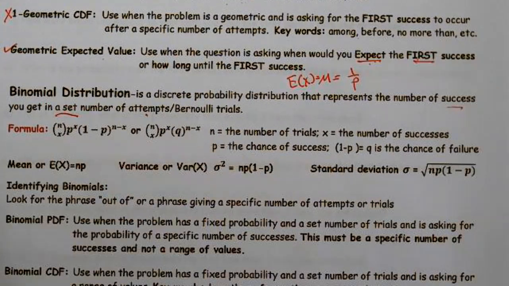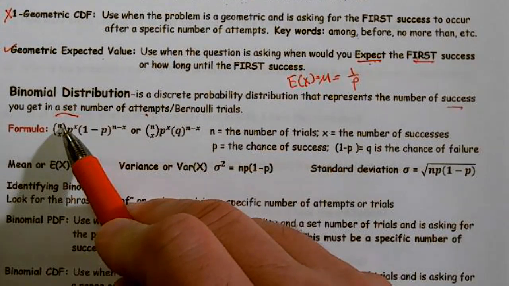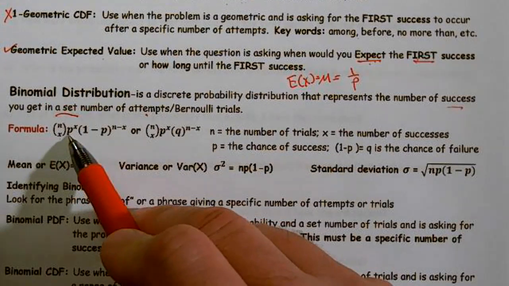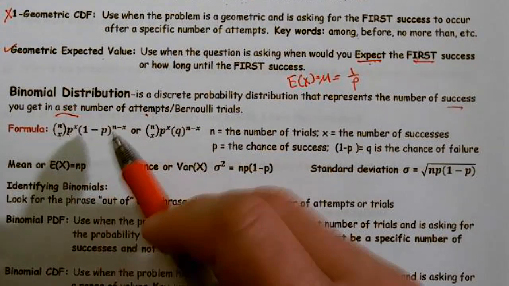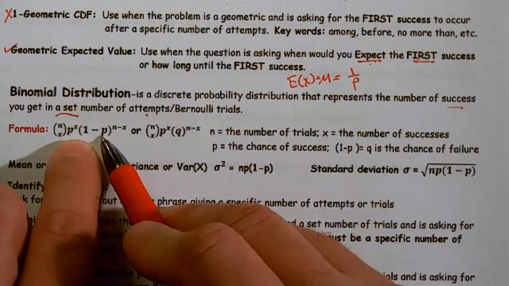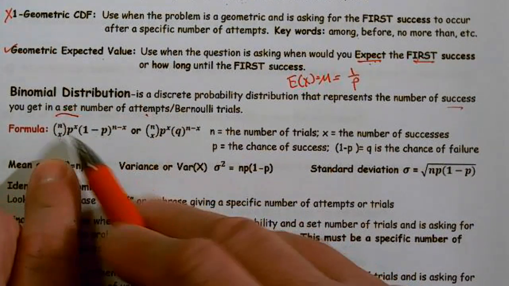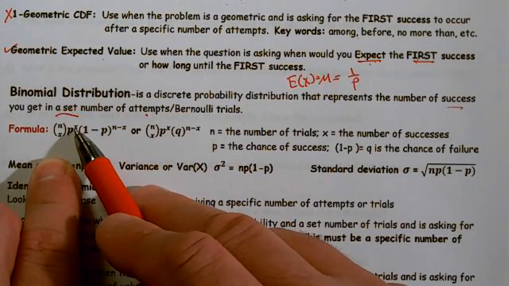You don't really have to know how to use it for this class. This right here is my number of trials. This right here is my number of successes. Probability of success raised to the number of successes. This is the probability of failure. It was 1 minus p. And basically all I did was take the number of attempts minus the number of successes.